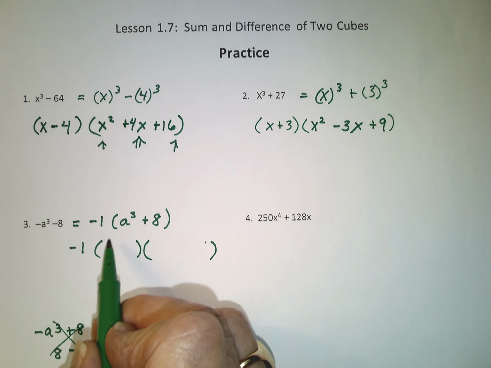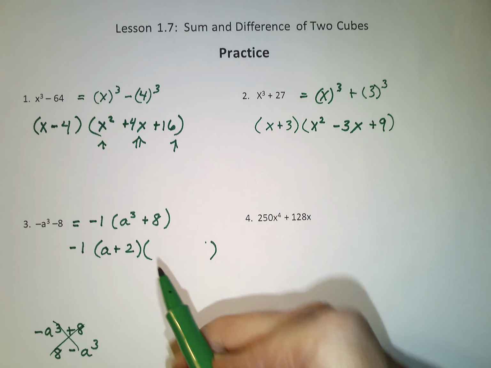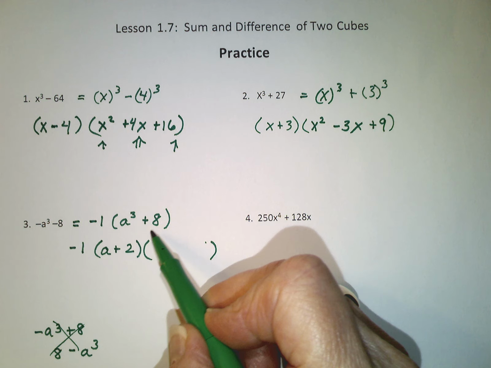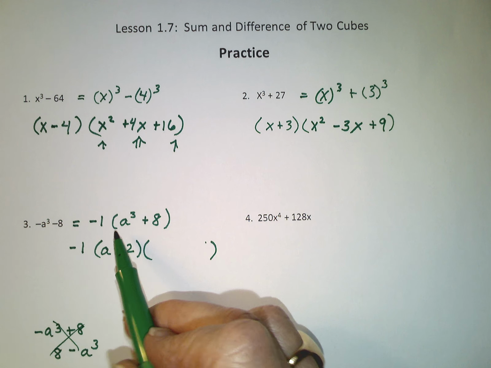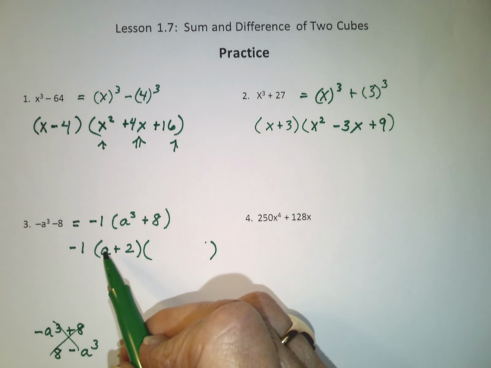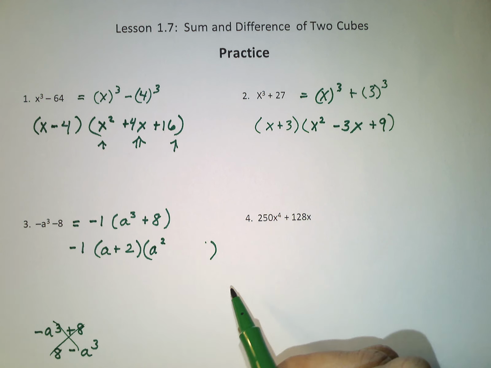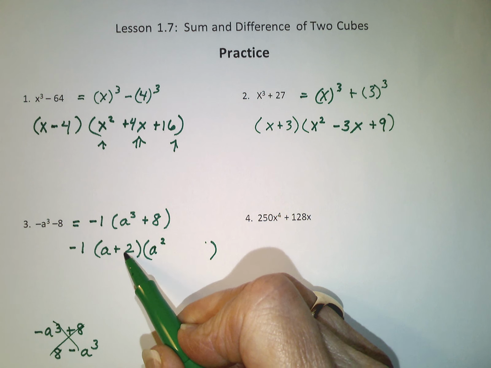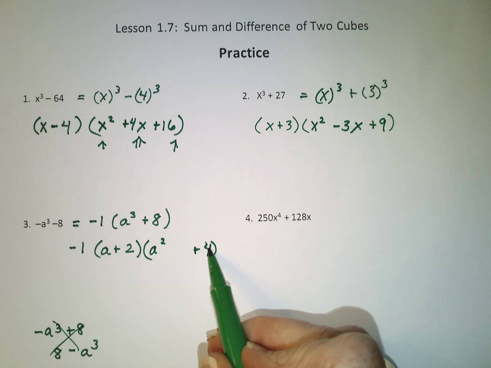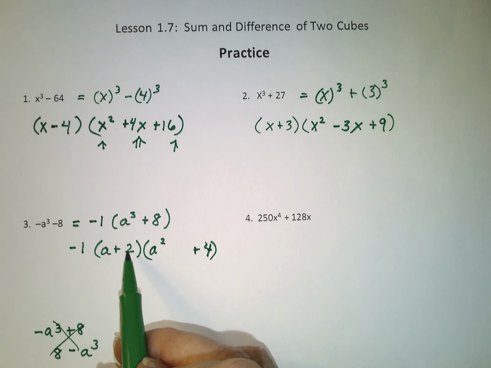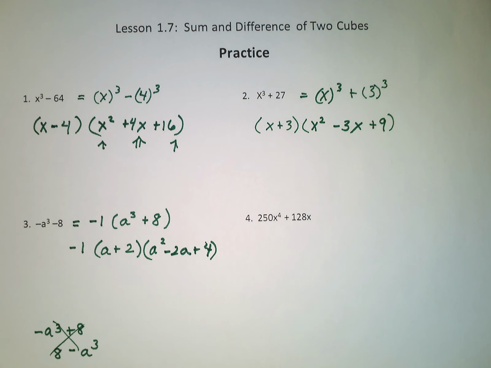So this would just be the cube root of a to the third plus the cube root of 8. And then to get this part, we're going to look at the a cubed plus 8 after we've taken out the -1. We're not going to go back to the original. We're going to use this. So to get from a to a cubed, this would have to be an a squared. To get from +2 to +8, you'd have to multiply by +4. And for the center term, we'll multiply the 2 times the a and change the sign. And we're done.